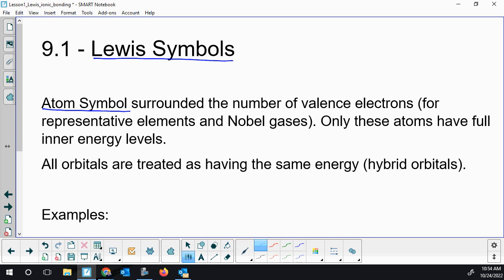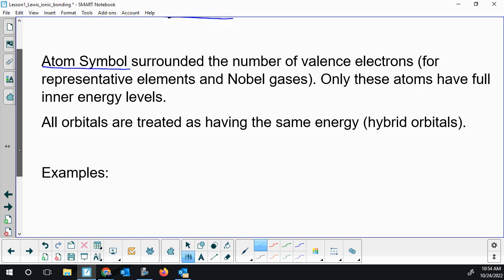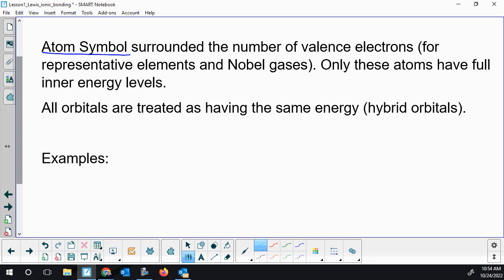Lewis symbols are based on 8 valence electrons. And what you're told in Science 10 is that there's 2, 8, 8 in the energy levels. Okay, so D is ignored. Another thing that's done in Lewis symbols is all of the orbitals are treated as having the same energy, and we'll dive into hybrid orbitals in our 4th lesson. So what that would look like, if we think of the third period, would be an S, and then there'd be 3 P's.